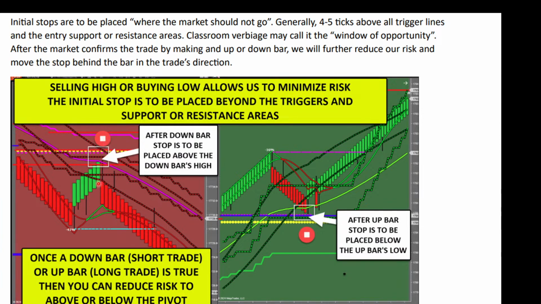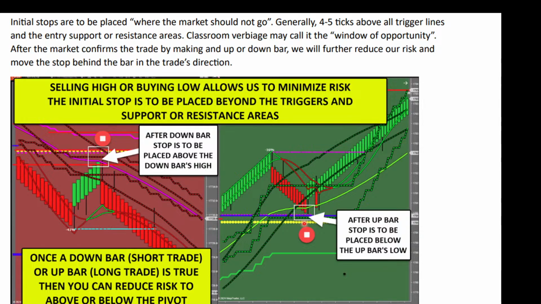But more often than not, you're going to get a reversal bar in the direction of your trend and the direction of your trade. There's a lot of people that lie about it. And once you get that reversal bar, you can reduce your risk 2 ticks. It redefines where the market should not go. And your new risk can be 2 ticks above the reversal bar or below the reversal bar.